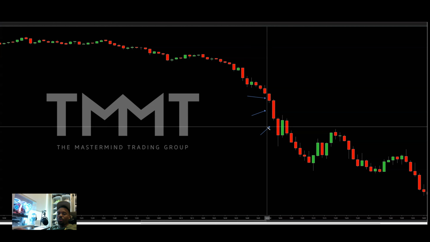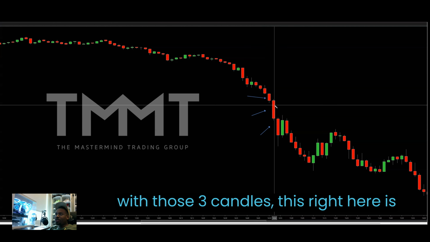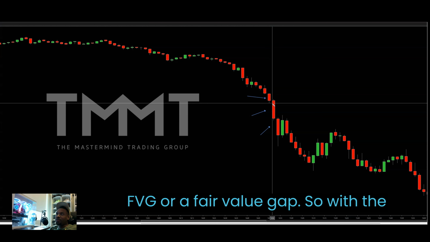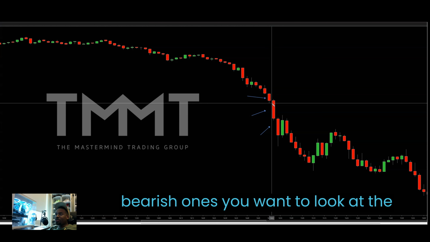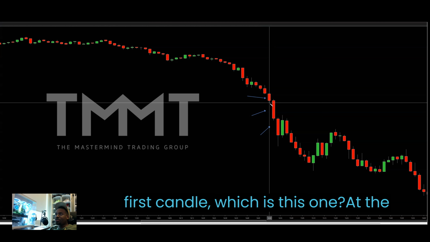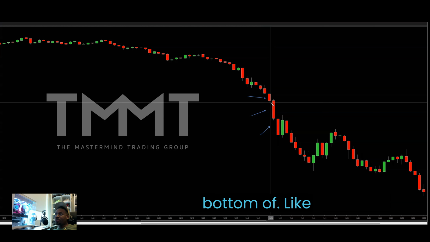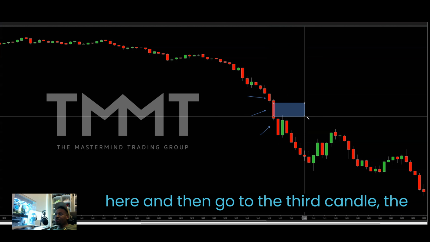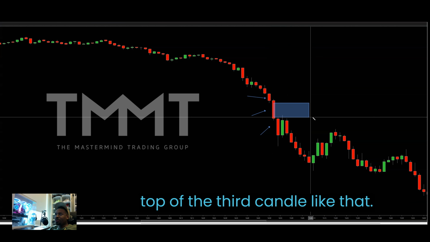So with those three candles, this right here is going to be a bearish FVG or fair value gap. So with the bearish ones, you want to look at the first candle, which is this one. You want to start at the bottom of it, like here, and then go to the third candle, the top of the third candle, like that.